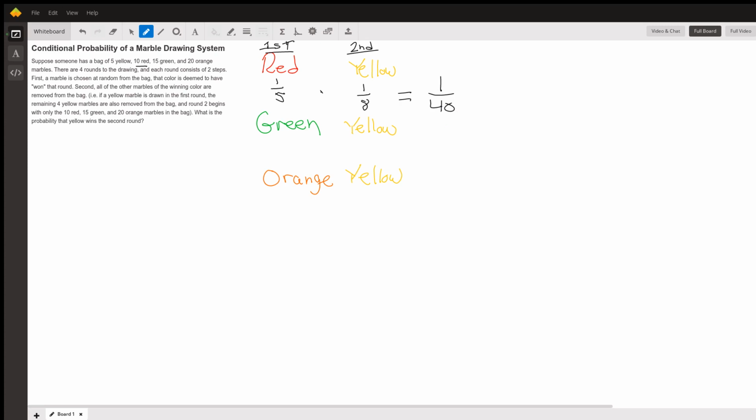Let's look at the green. Now green, there are 15 green marbles, so it's 15 out of 50 is 3 out of 10. The probability that a green marble gets chosen. Now all the greens are gone. So there are 35 other marbles, and 5 of them are yellow. So 5 out of 35 is the probability that yellow will get chosen, which is 1 out of 7. So the probability that these both will happen is 3 out of 70.